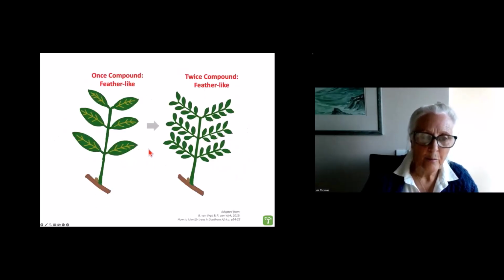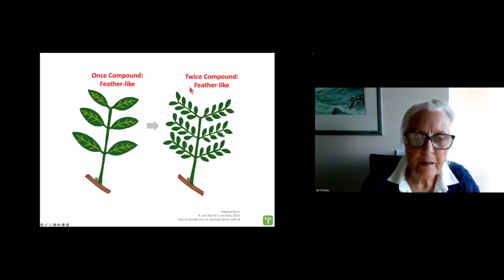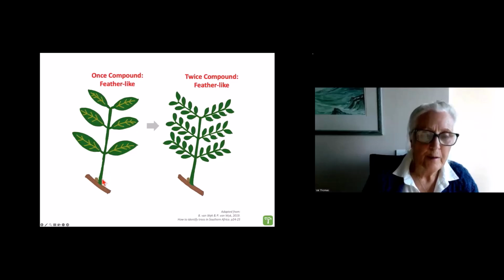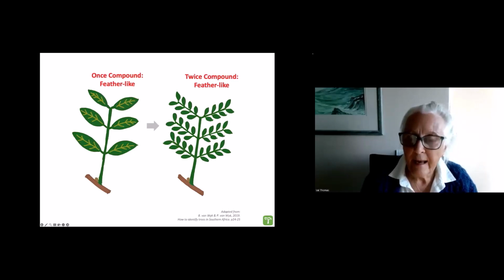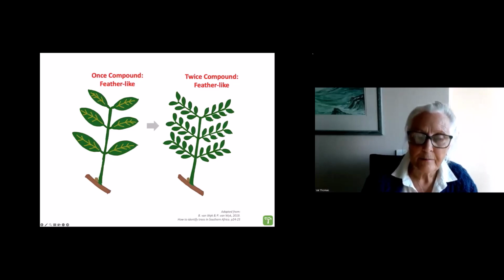In the next example, we see what happens if it becomes twice compound. So in evolutionary terms, we had this once divided feather-like compound leaf with a pair of leaflets at the end. Slowly over evolutionary time, each one of these leaflets divided inwards, as we saw earlier in the simple leaf. And those divisions inwards gave rise to each of these separate leaflets.